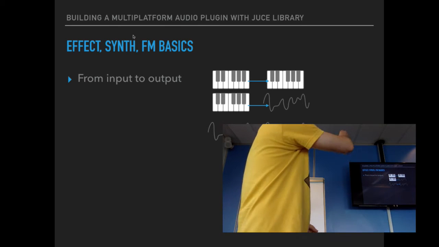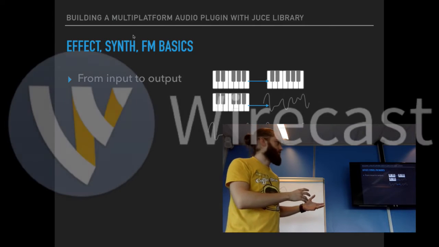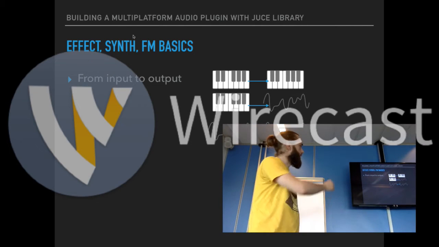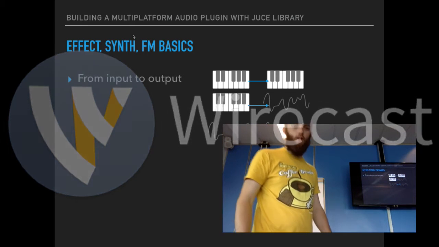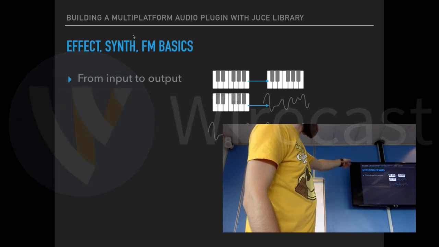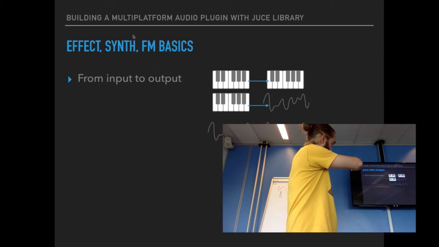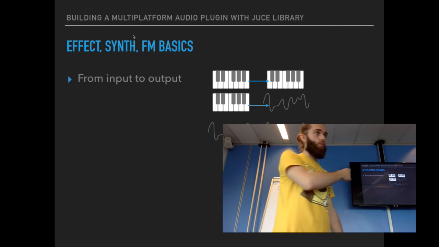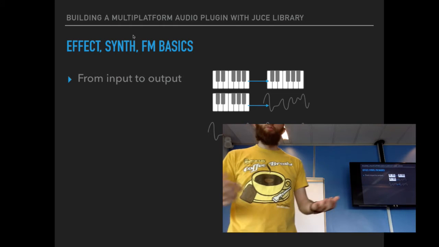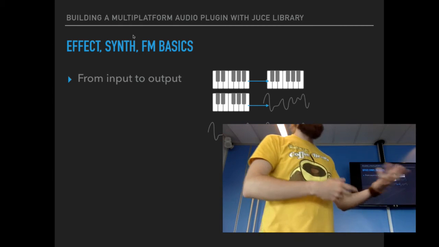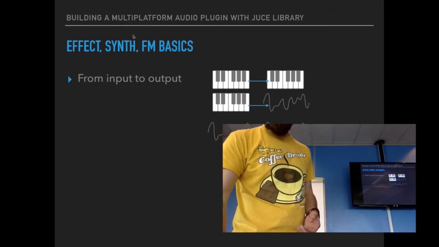So there are different kinds of data. The keyboard symbolizes MIDI data, and the waveform symbolizes audio data. The last one is an effect that would transform audio into a different type of audio. So that would be a distortion plugin, delay, filter, all kinds of audio effects you can imagine.